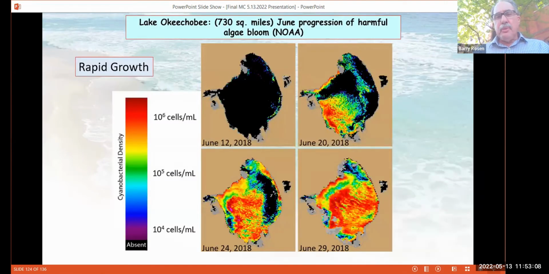Oh, and the wind blows them. Wind blows them like crazy. Look at this scenario from NOAA. These are real satellite imagery and an inferred cyanobacteria density. This is 2018, June 12th, not much you can see. By the 20th, there's a pretty decent patch out there. The 24th, 4 days later, and the 29th. This shows A, rapid growth, and B, them rising to the top and being moved around in a water body. This is a very large bloom. Next slide.